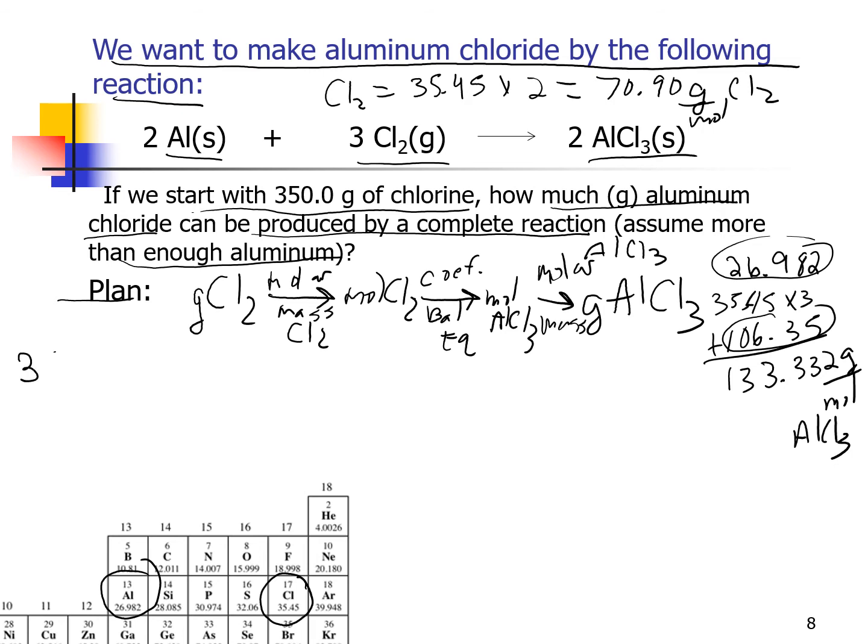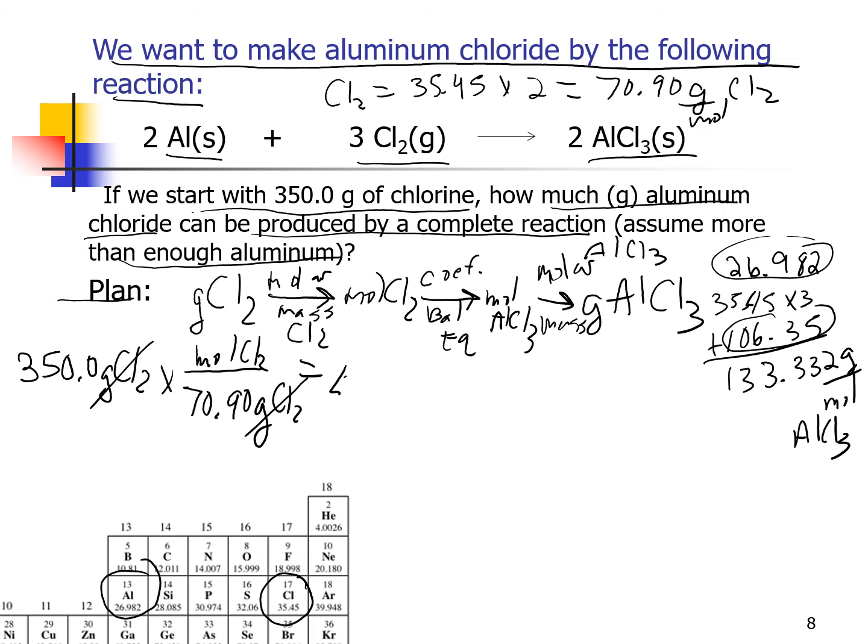We can have 350.0 grams of chlorine to start with. We're going to multiply that by its molar mass, which we calculated to be 70.90 grams per mole for chlorine. And then our grams of chlorine will cancel, and we'll get moles of chlorine. So that is equal to 4.9365 moles of chlorine. Our next step, moles of chlorine to moles of aluminum chloride, we're going to use our balanced equation.